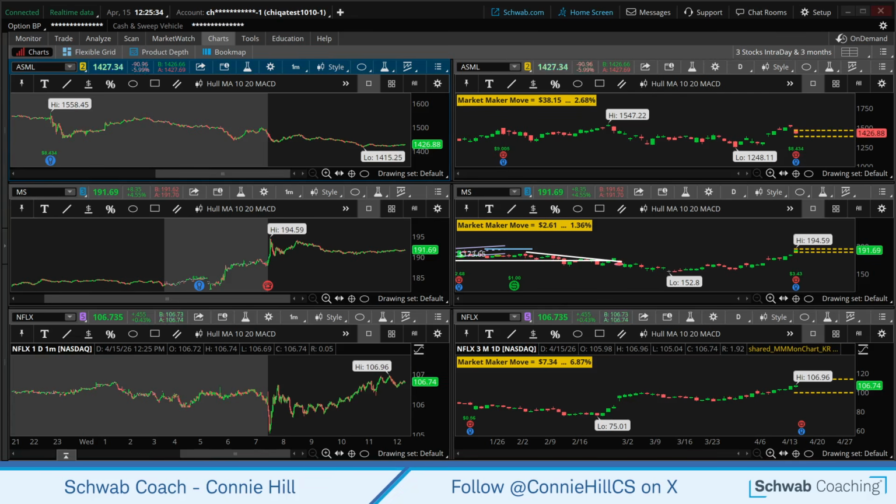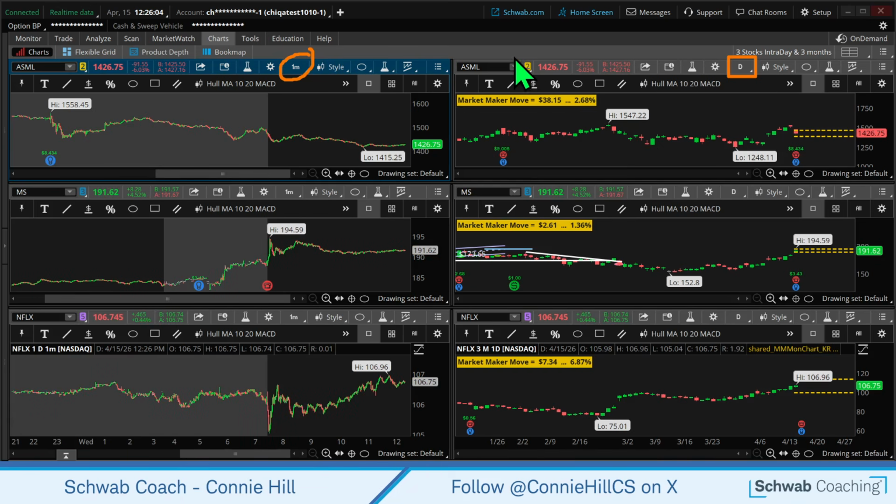I've got a chart up here that has 6 grids, and let me tell you what we have going on here. On the left side, we have a 1 minute, 1 day chart for each of these 3 stocks. And then over on the right-hand side, we have a 3-month daily chart with no studies, well, with the exception of one.